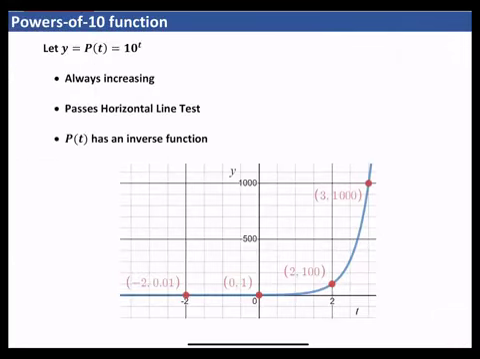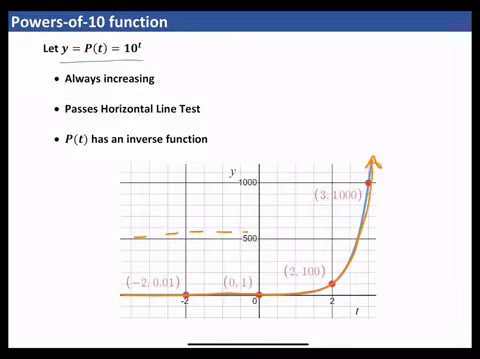The powers of 10 function, y equals p of t equals 10 to the t, is an exponential function with base greater than 1. Since the growth factor b is greater than 1, we know from our previous studies that p is always increasing, and thus its graph passes the horizontal line test. And from our previous work with inverses, we can therefore conclude that p has an inverse function.